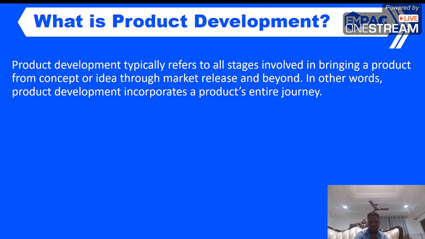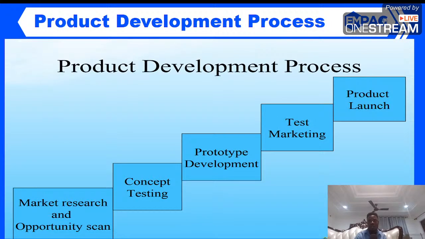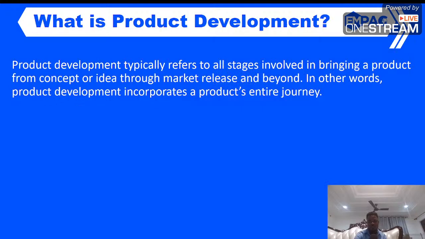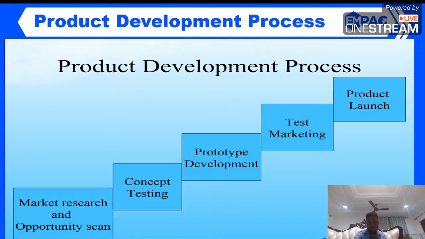So let's move forward. Now let's look at a graphical view of the product development process. So there are five stages in the product development process. The first stage is market research and opportunity scan.